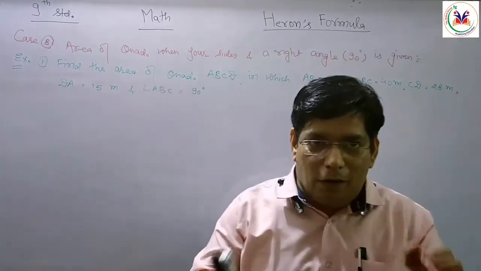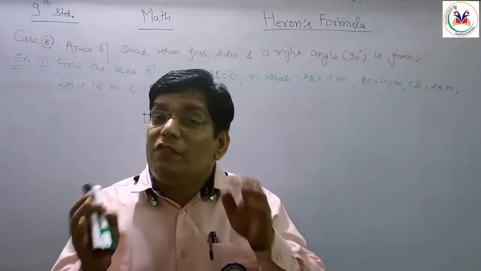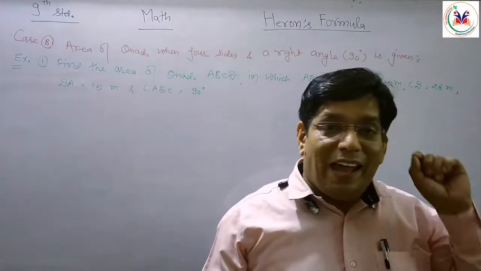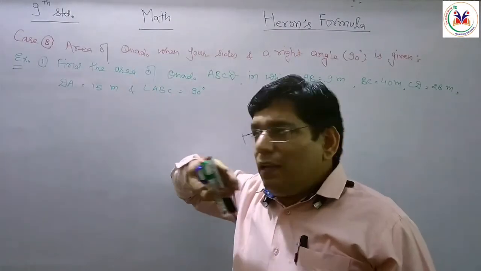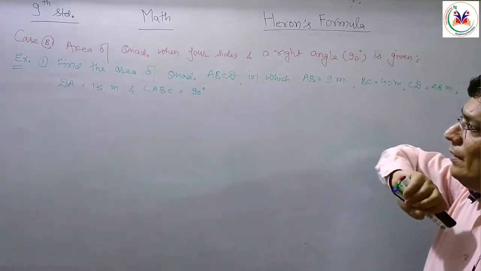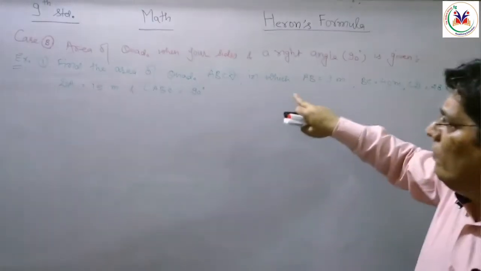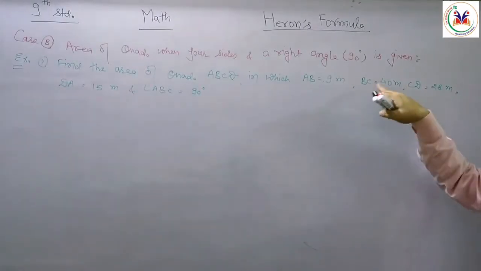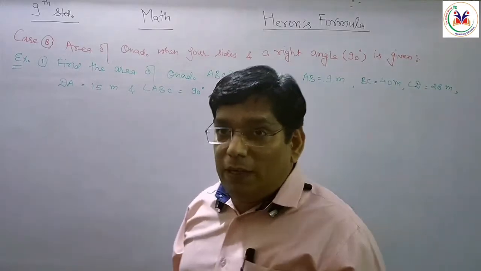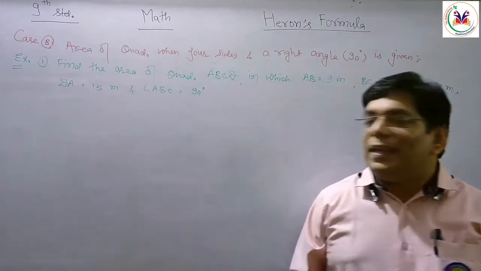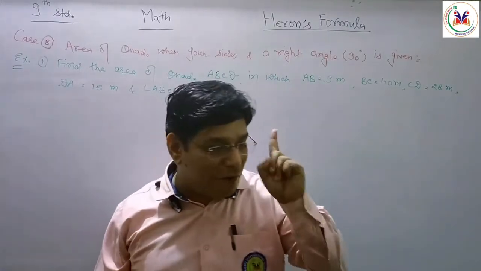Now, the second case of getting the area of quadrilateral is when four sides and one right angle of 90 degrees are given. So in that situation, again I have written an example. In that example it is clearly mentioned that we have to calculate the area of quadrilateral in which AB equals 9 meter, BC 40 meter, CD 28 meter, DA 15 meter, and angle ABC is 90 degree. So what I told you, four sides and one right angle are given.